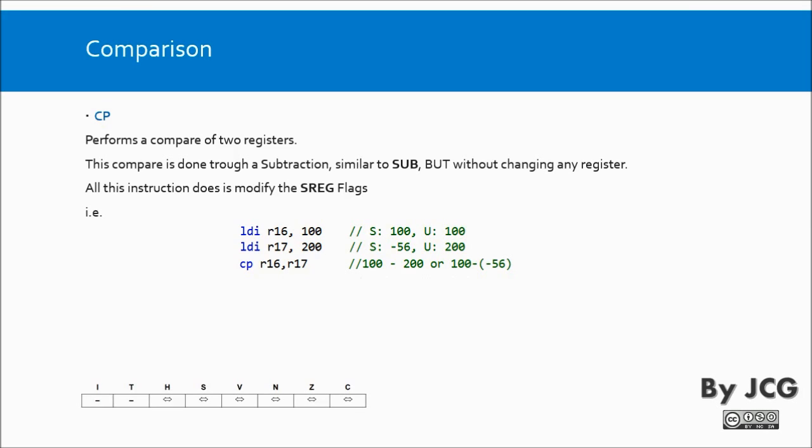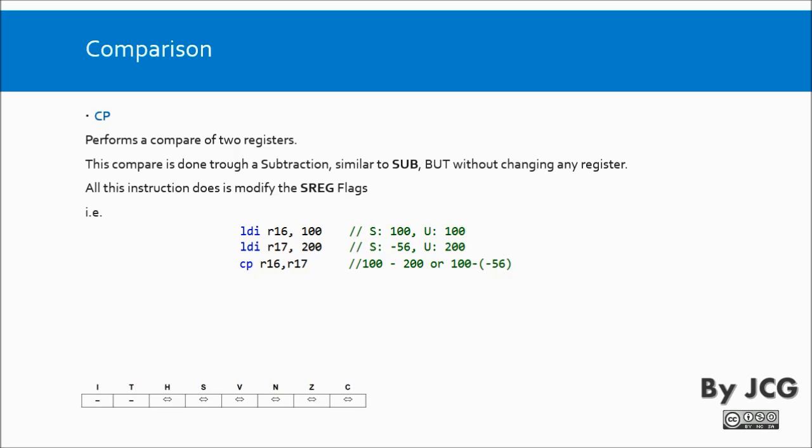Next, we have compare register 16, register 17. Now here, a very important part: the order matters. It's not the same to compare register 16, register 17 as doing the opposite. It is not the same if you compare register 17, register 16. The order really matters in this operation.